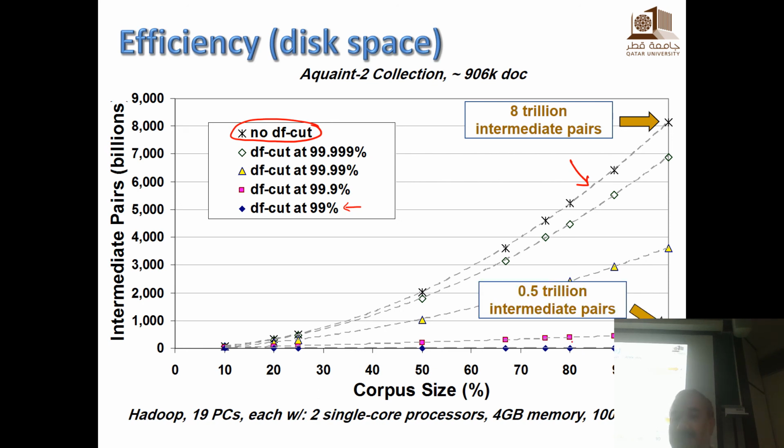In that case, this point, which is at 0.1%, this is the 95% reduction. We get 0.5 trillion pairs instead of 8 trillion pairs. So this is 1/16 of the original size. Is that clear? Right. Where is the problem here? What are we doing here? Will we get the same numbers that we would get if we keep this 8 trillion pairs?